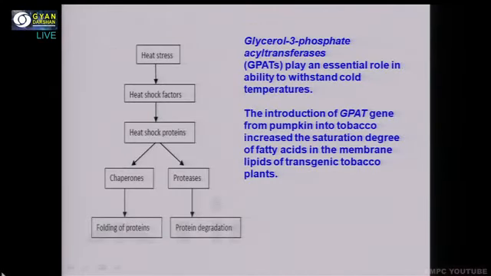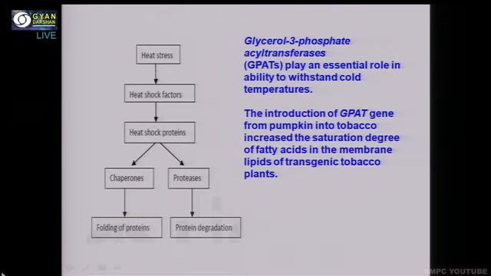Now if there is a high temperature stress, then you can go for the overexpression of the heat shock proteins, which normally act as the chaperones, and their main task is to prevent the denaturation of the endogenous proteins. So you can go for the overexpression of any of the heat shock proteins.